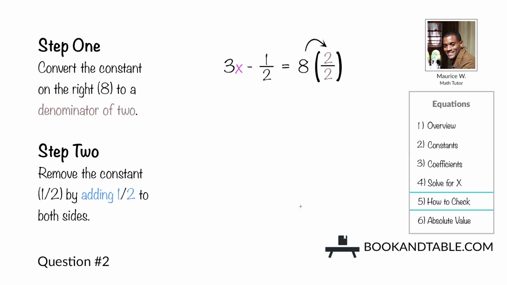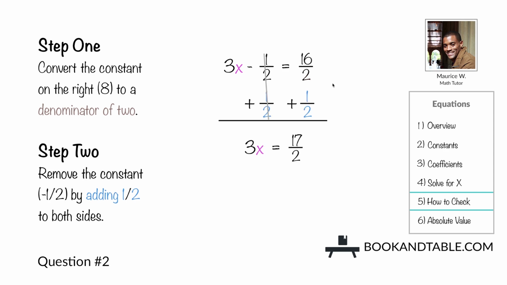Let's take a look at question number 2. 3x minus 1/2 is equal to 8. Since we want to remove a constant that is a fraction, we want to make sure the constant on the right side has a common denominator, which in this case would be 2. So step 1, convert the constant on the right to a denominator of 2. We do so by multiplying it by 2 over 2. 8 times 2 would give us 16 over 2.